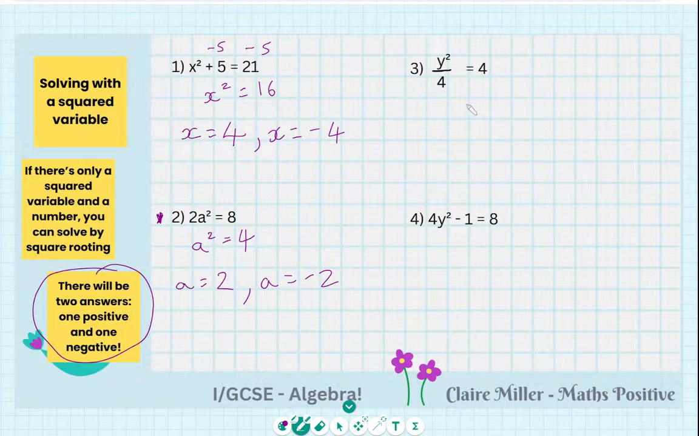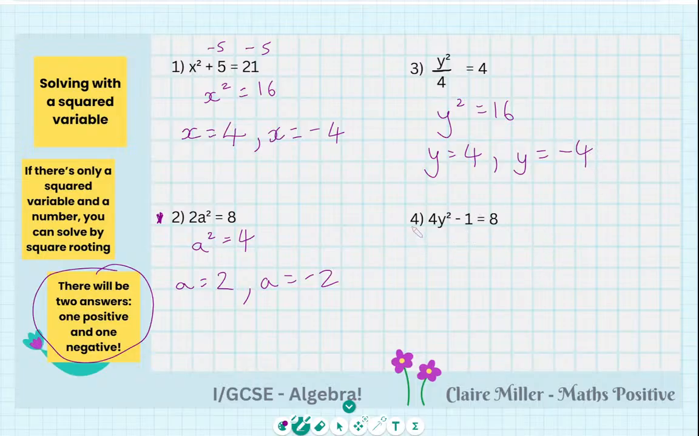Fantastic. So what about question 3? We're going to try and get the y squared term on its own. We've got y squared divided by 4, so we need to times by 4. So we're going to times both sides by 4. That gives us y squared equals 16. And then we're going to square root both sides. So y is 4, and y could also be negative 4.